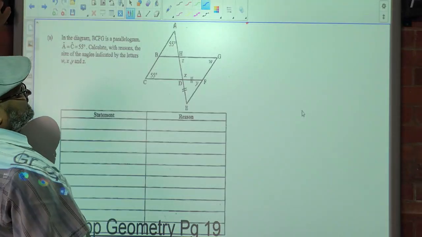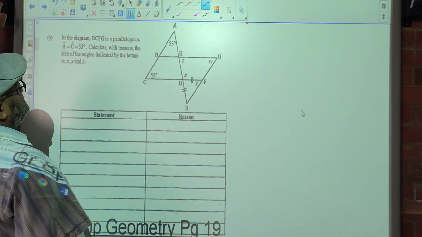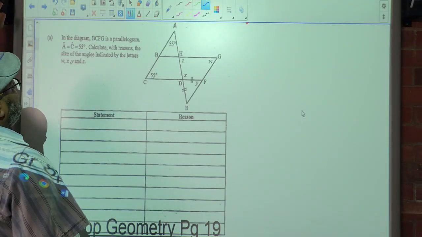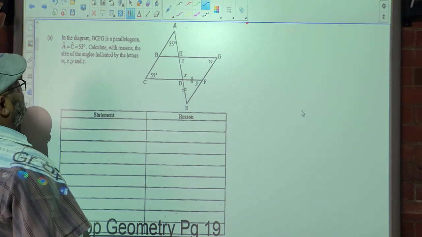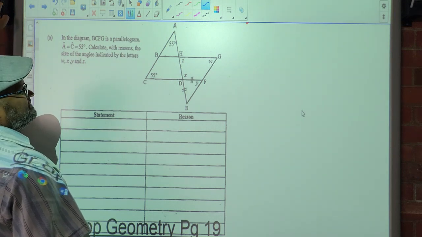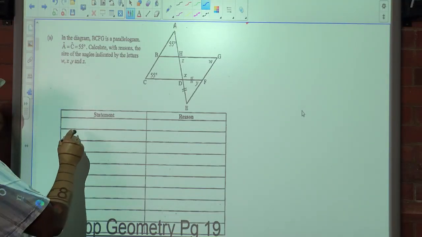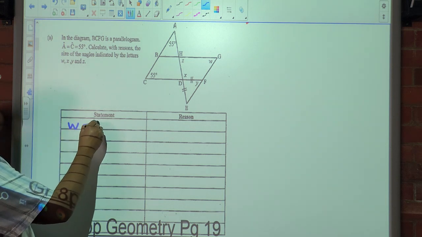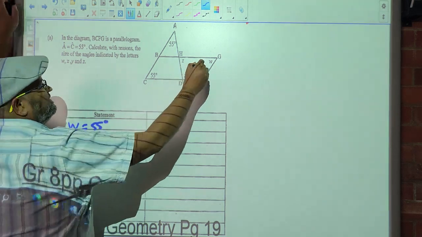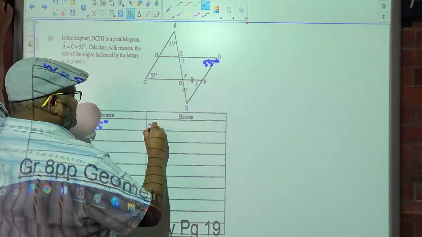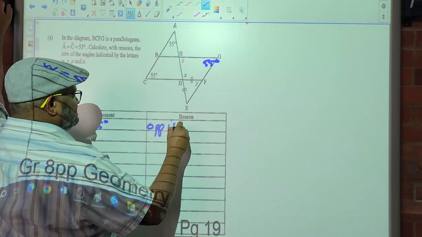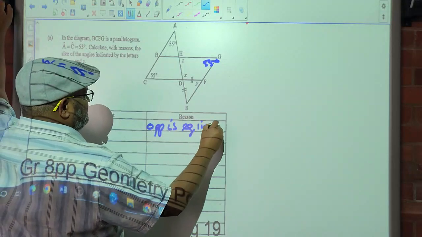So then we are told that angle A is equal to angle C, which is equal to 55. Calculate with the reason the size of the angles indicated by the letters W, X, Y, and Z. Right, where do I start? W. Right, W is equal to 55 degrees. Why? Opposite angles are equal in a parallelogram.